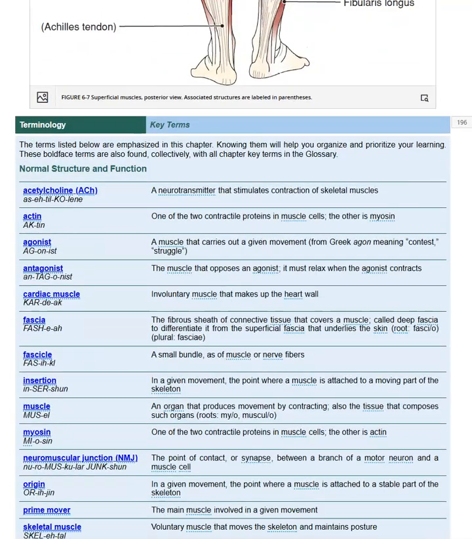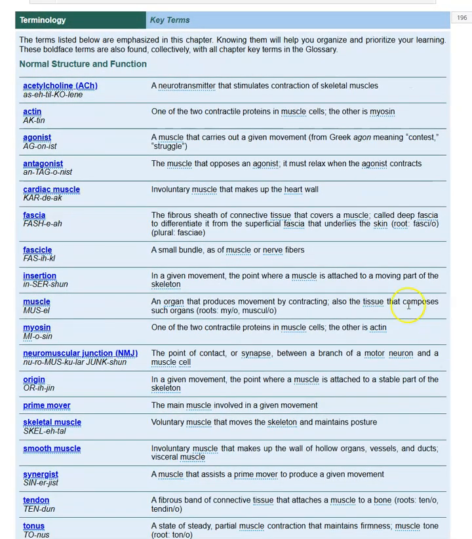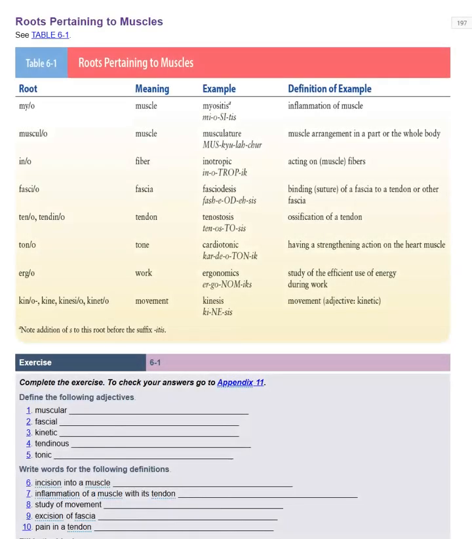Anyway, review these diagrams. Terminology, here we go. Acetylcholine, actin, agonist, antagonist, cardiac, fascia, fascicle, insertion. I want you guys saying these out loud too as you read, and just practice saying the terminology. You don't have to get it right. Like I didn't get that calf muscle right at all. I'll have to look that one up. But just practice these as you go along and learn these terms.